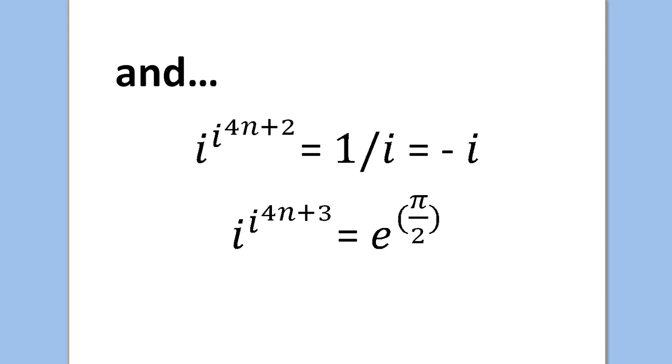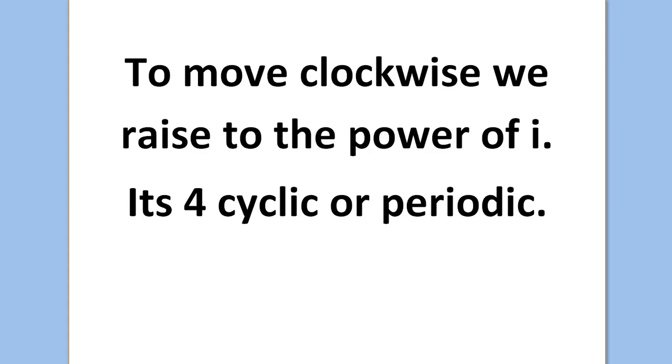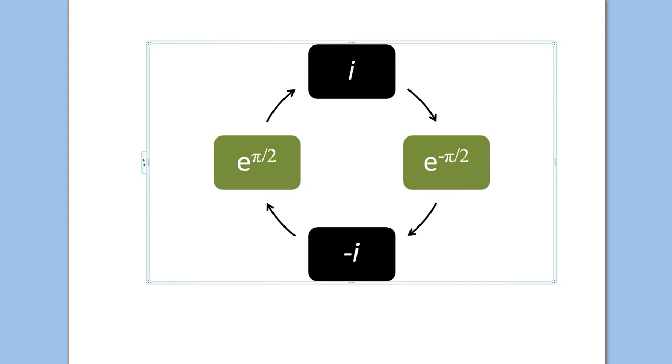And like we did before, for just i to a power, we draw another flow diagram. And this time, when we move clockwise, instead of multiplying by i, we're raising to the power of i. So the next number is the previous number raised to the power of i. And again, it will be 4-cyclic or periodic. So here we have i at the top, minus i at the bottom. They're both imaginary. And then e to the pi over 2 and e to the minus pi over 2 on the left and the right. They're green. They're real numbers.